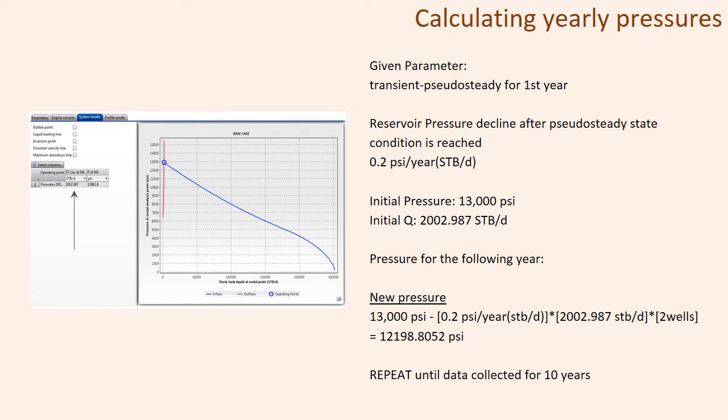Since we were given a reservoir pressure decline, we can calculate the initial pressure for the following year and plug it into PipeSim to run through the nodal analysis and give us the new flow rate. This new flow rate will be plugged into the following equation and will be given a new pressure that we can input into the next year. This process continued for 10 years worth of data.